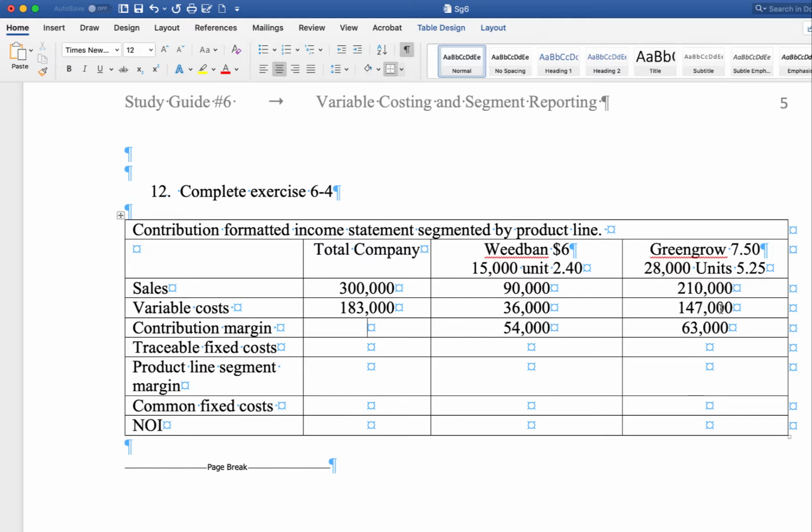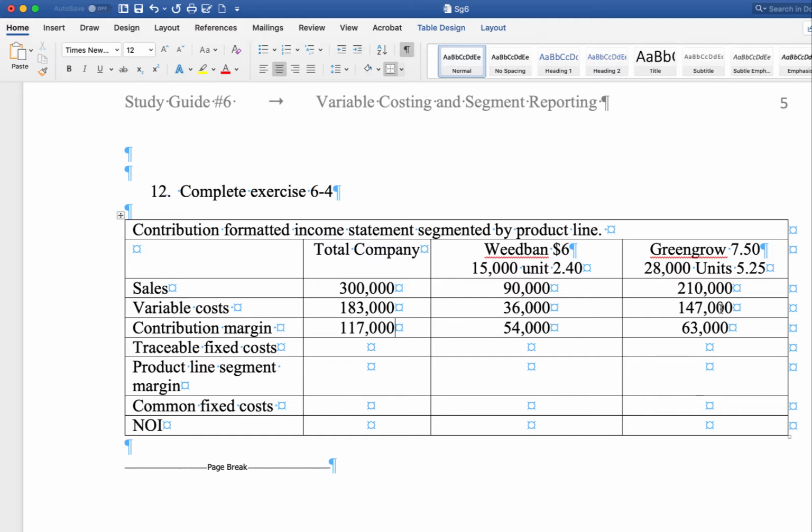So what then is the company total contribution margin? Guess what? We can do one of two things. Take 300,000 minus $183,000. That's the company contribution margin. Or we could add up Green Grow's contribution margin of 63,000 plus Weed Ban's contribution margin of 54,000. We end up with $117,000 total company-wide contribution margin.